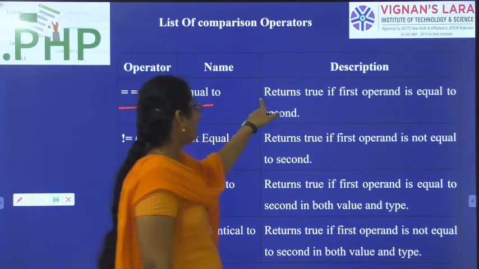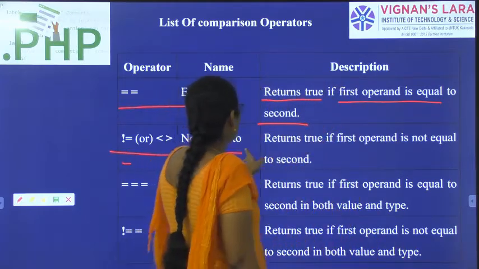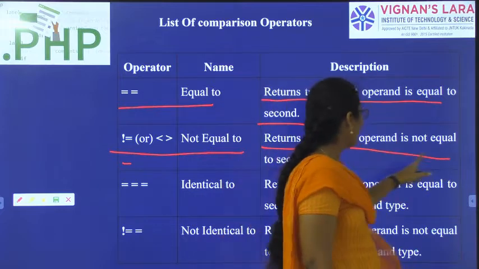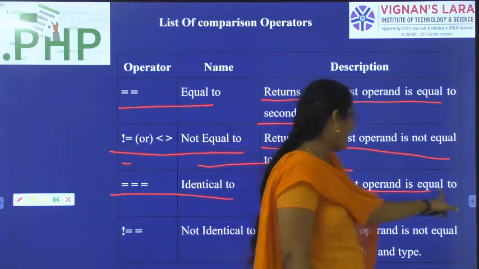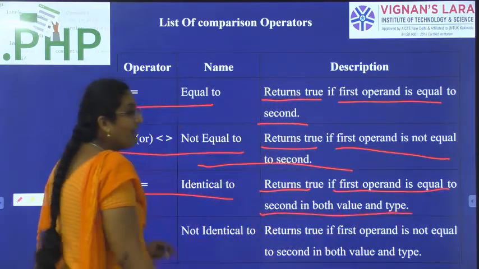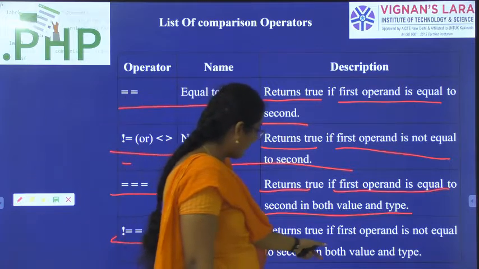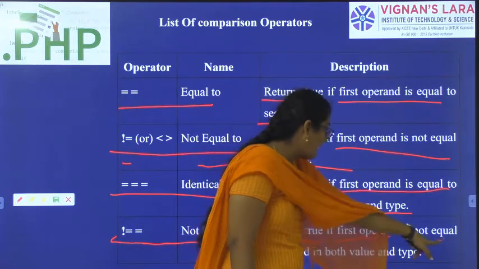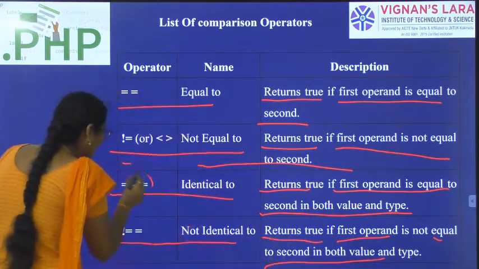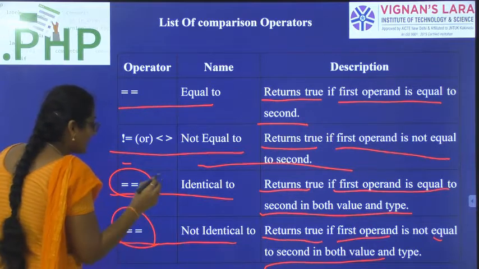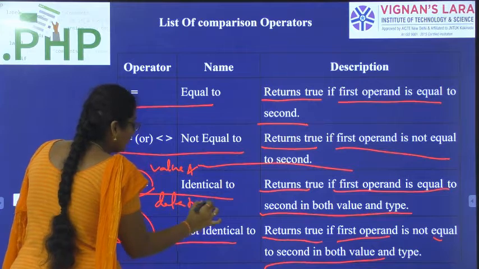So equal to will return true if the first operand is equal to the second operand. Not equal to will return true if the first operand is not equal to the second operand. Identical will return true if the first operand is equal to the second operand both in value and data type. Not identical will return true if the first operand is not equal to the second operand in value or data type. So identical and not identical will check both value and data type.